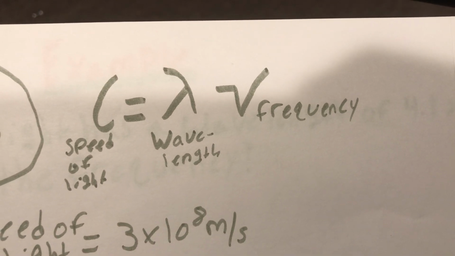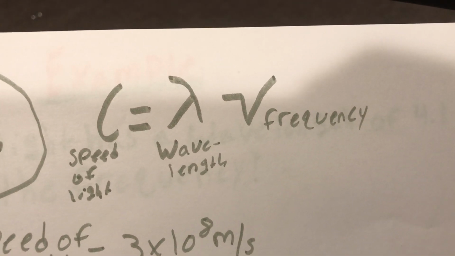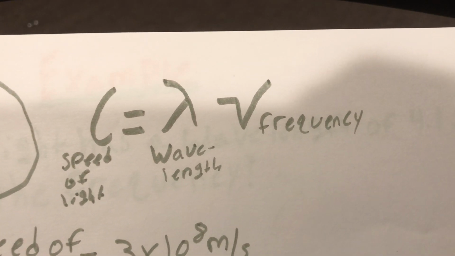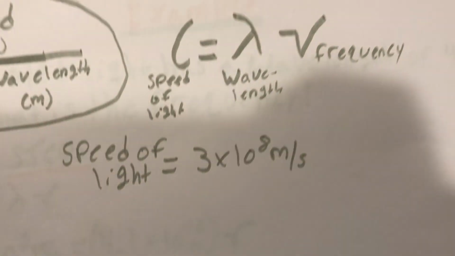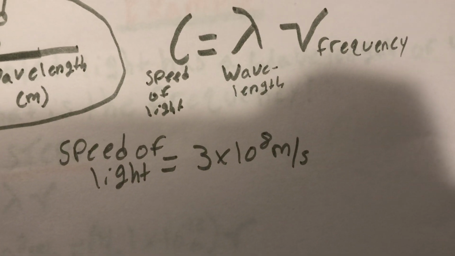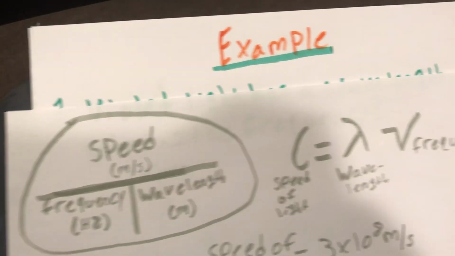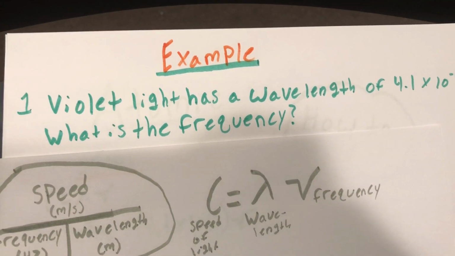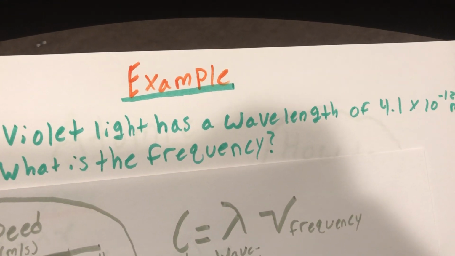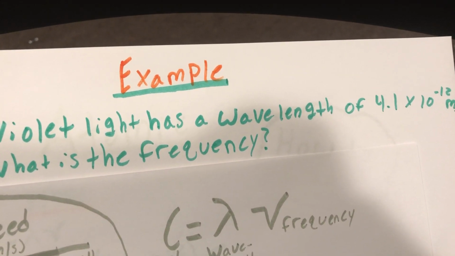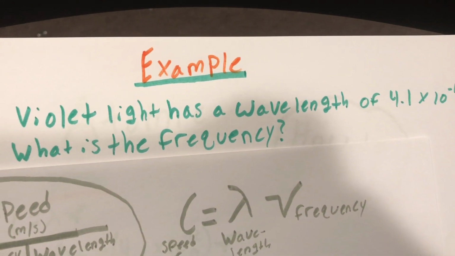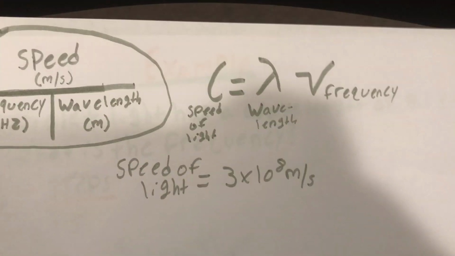With that, let's look over at our equation, which is c, the speed of light, is equal to wavelength times frequency. And the speed of light is 3 times 10 to the 8th meters per second. So let's jump into our first example here. Our first example is: violet light has a wavelength of 4.1 times 10 to the negative 12th meters. What is its frequency?